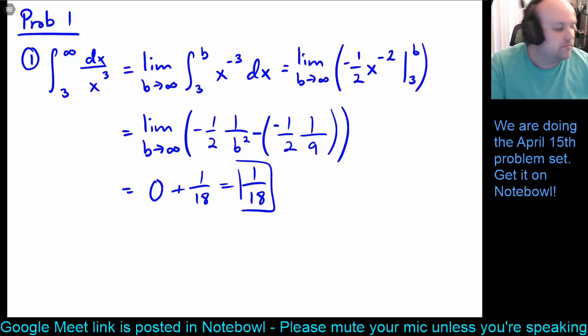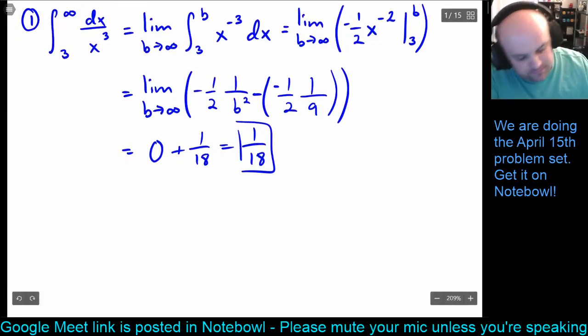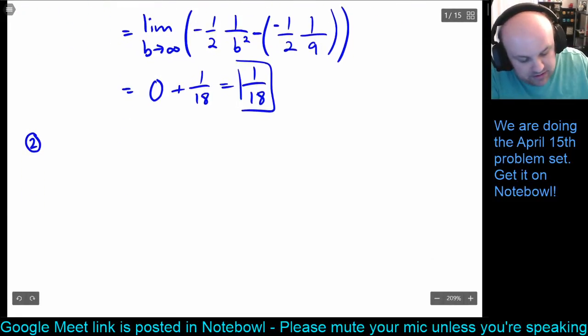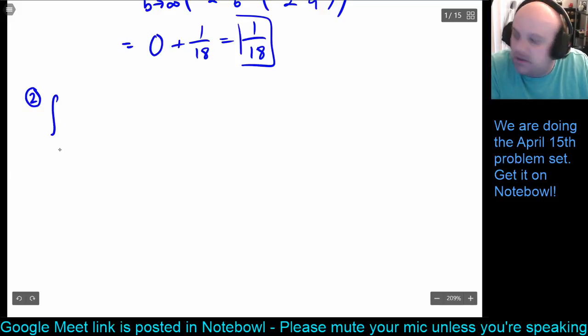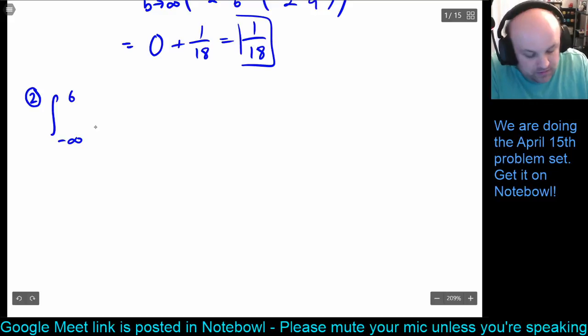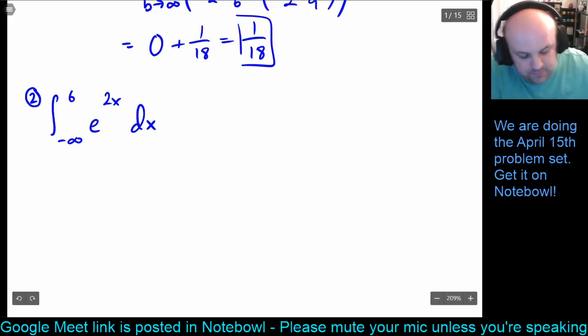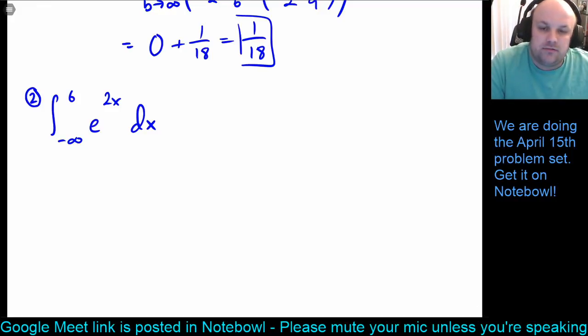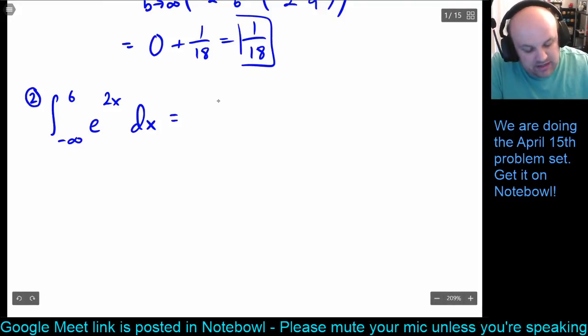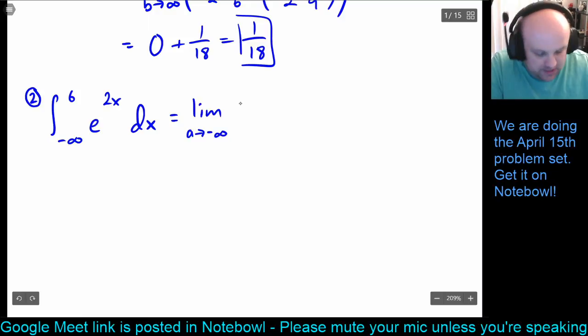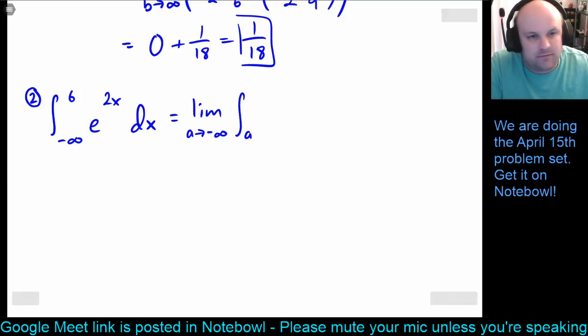All right. So let's go ahead and jump over to the next problem. Next problem being the integral from minus infinity to 6 of e to the 2x dx. So for this one, we have the negative infinity in the bottom, and otherwise, e to the 2x is always defined, so we don't have to worry about any discontinuities. I like to use a for the bottom bound, but it's completely up to you what you want to use. You can call it literally whatever you want as long as that letter's not already used somewhere.